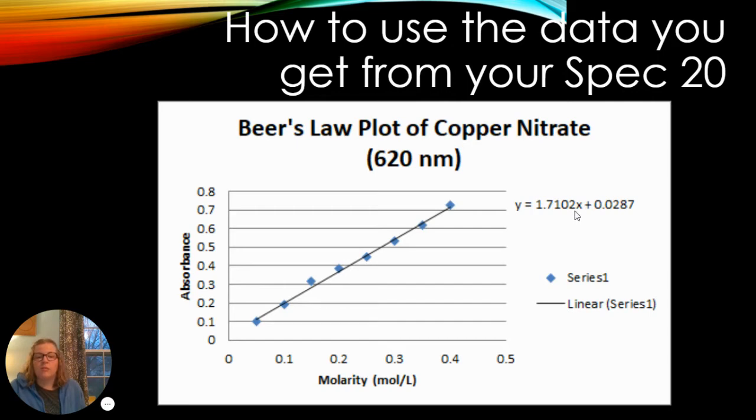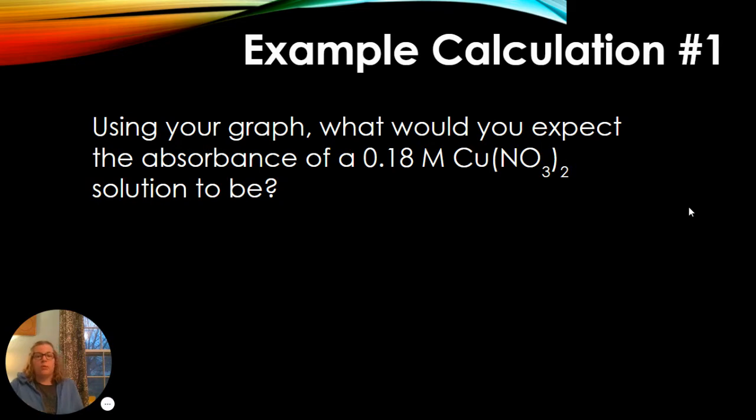If you think about the units on this, absorbance is a unitless value, so Y is going to have no units here. X comes from our molarity, so X is in moles per liter. And the y-intercept, again, is unitless. So the slope value here needs to actually cancel out the molarity. The units on our slope in this case are 1 over moles per liter, or 1 over molar, to complete our calculations.